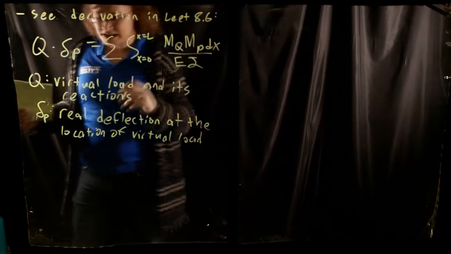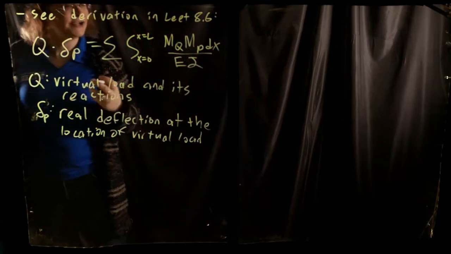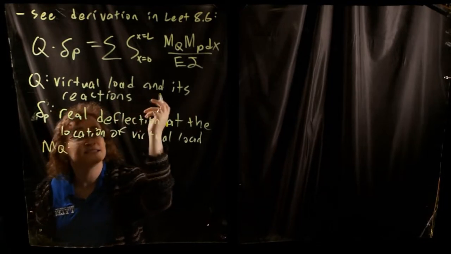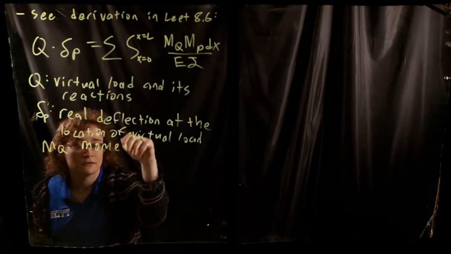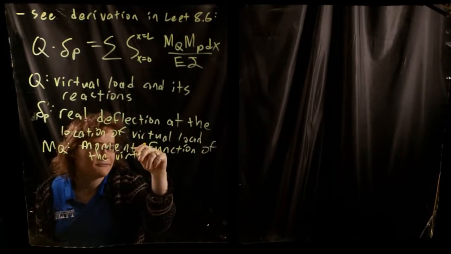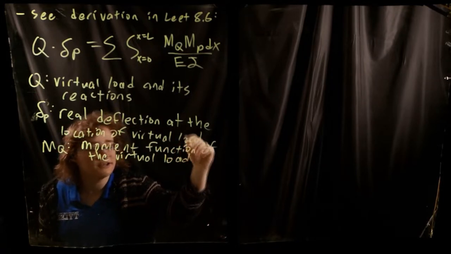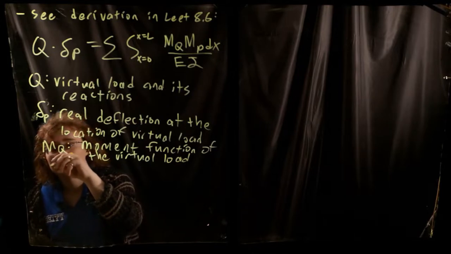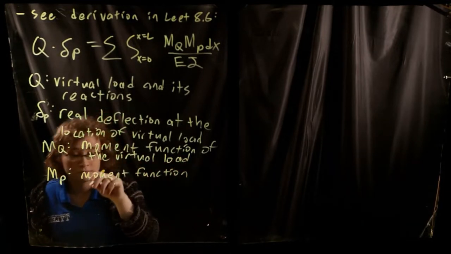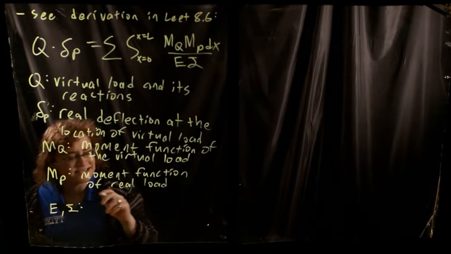And then we have MQ and MP. These are not single values, but functions, specifically functions with respect to X, where X is the position along the beam. So MQ is the moment function of the dummy load, or of the virtual load. And what I mean is the moment function produced or caused by the one kip virtual load, or one kip foot, depending if you're looking for rotation or deflection. Then MP is the moment function of the real load. And then E and I are just your beam properties, your elastic modulus and your moment of inertia.